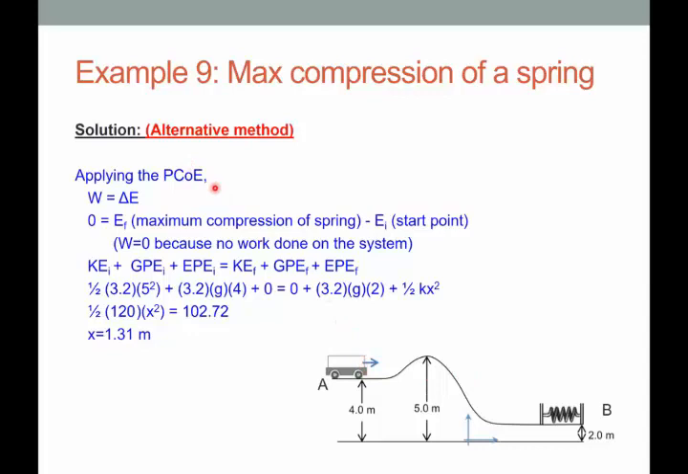Next, to find the maximum compression of the spring after the trolley has overcome the hilltop, again we apply the principle of conservation of energy. Work done is equal to change in energy. And again, since there are no external forces on the system, there's no work done on the system, so the initial energy at point A will be equal to the final energy at point B.